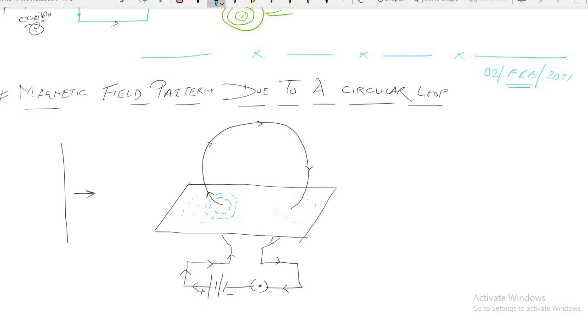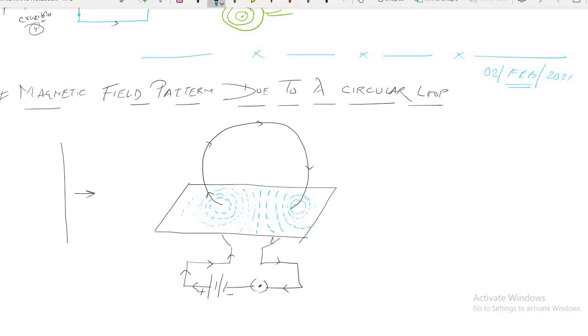Understood? They will again form the concentric circles near the wire. Near the wire, they will form the concentric circles, and at the center, they will form a straight line. Okay? Like this. Again, the lines are curving. Again, the lines are forming a circle. Near the wire, they are again forming concentric circles.